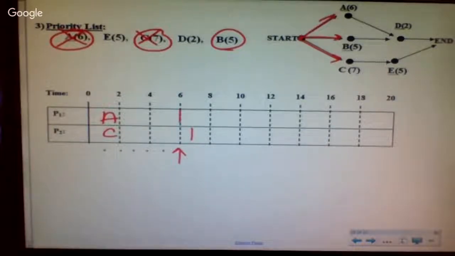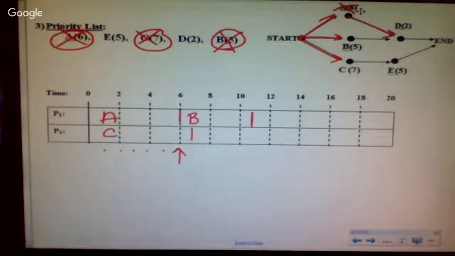Okay, at 6, I have a line. What's done? A. Is D ready yet? No. Is E ready yet? No. So now we schedule the first one that's circled, B. That takes me to 11.